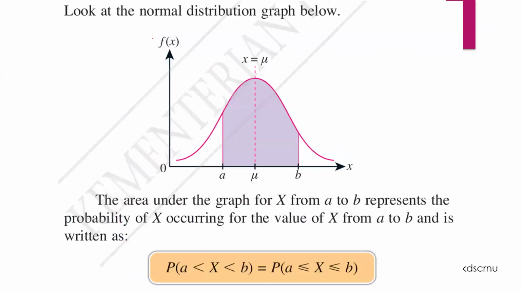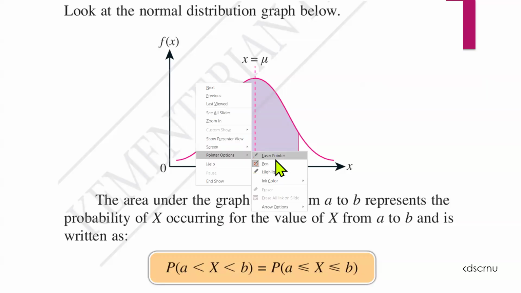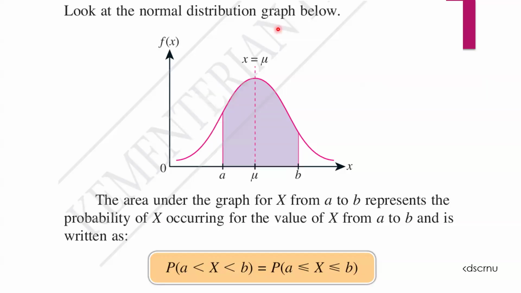Okay, this is the graph that you will use. Look at this graph. This is a bell curve, a normal distribution. The area under the curve from A to B. Remember, this is the mean, this is the median, this is the mode. The value A to B is a probability.